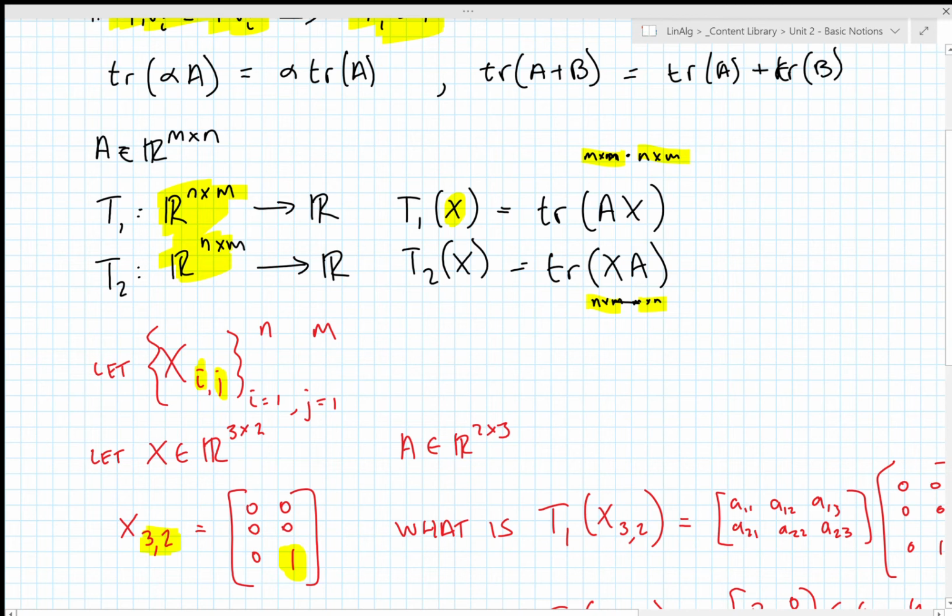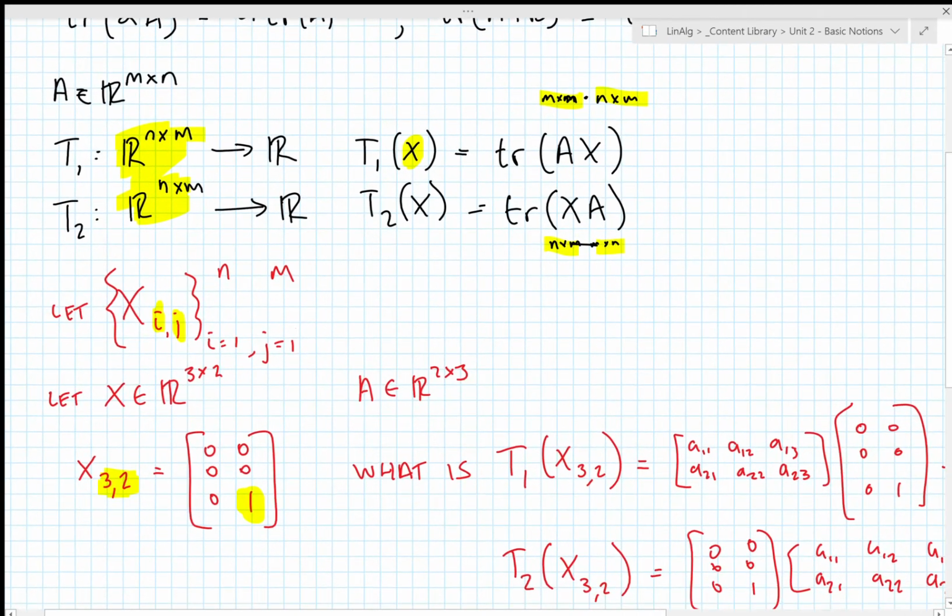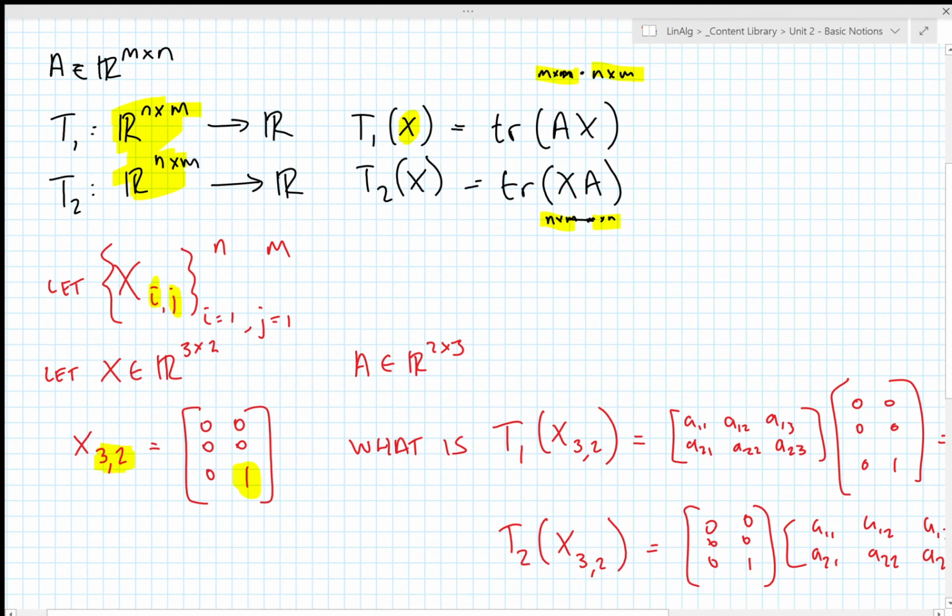And let's see what happens when I put this base vector into my operator. So I'm going to take x32 and put it into my operator T1.